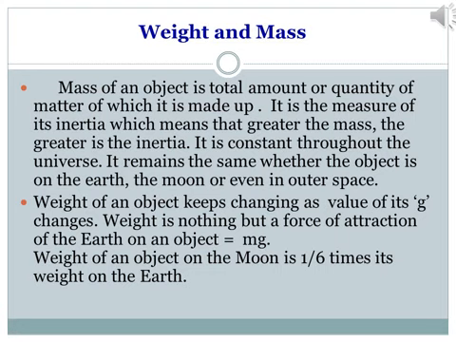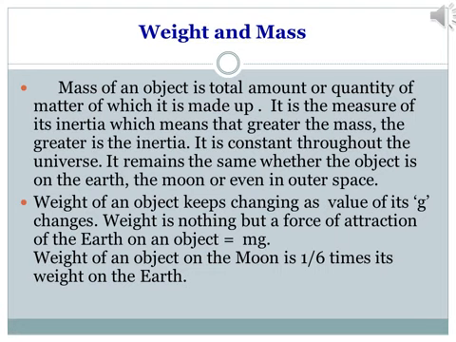Then, mass of an object is the total amount or quantity of matter of which it is made up. You studied that it is the measure of inertia of the object, which means that the greater the mass, the greater is the inertia. It is constant throughout the universe. It remains the same whether the object is on the earth, the moon, or even in outer space.